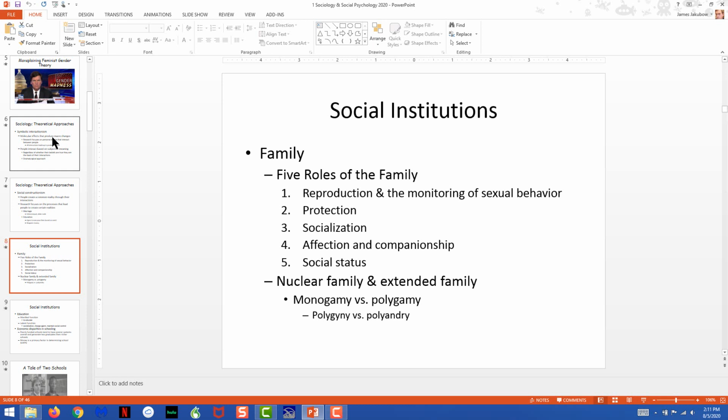because societies could have different rules, but these 5 aspects of the role of the family are fairly common around the globe. Influencing reproduction, monitoring of sexual behavior. Certainly, in the U.S., parents watch probably more so their daughters than their sons regarding early sexual activity, making sure that their daughters don't get pregnant, probably laying down the law, being more heavy-handed with their daughters than their sons. Protection from all things, legal protection, physical protection from other people like bullies and so forth. Socialization, affection, companionship, and even social status.